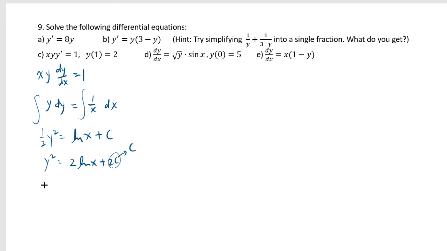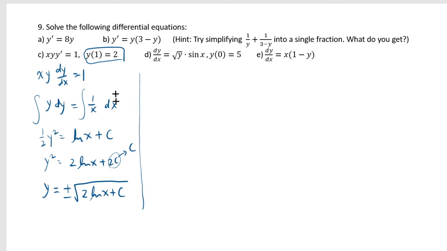And then taking the square root, you get y equals plus or minus the square root of 2 ln of x plus c. Now this time you have an initial condition, so we have to make sure that it's satisfied here. This means that when x is 1, y is 2. So that's how you understand this initial condition.